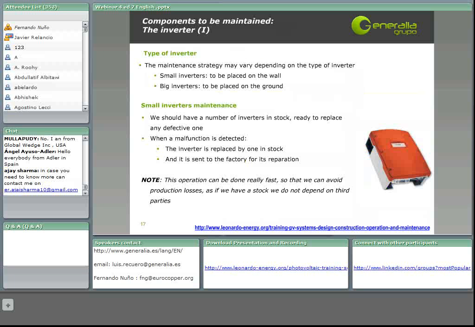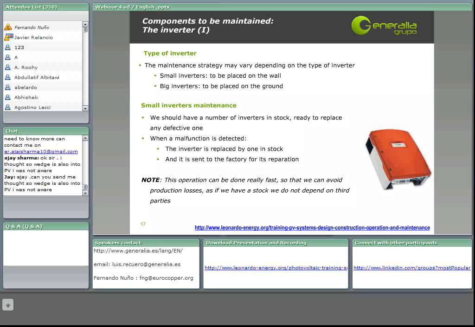The inverter is one of the most important elements of the plant to be maintained, because as we have seen in the previous webinars, it can be considered the heart of our PV facility. Our strategy to maintain the inverter may vary depending on the type of inverter and its size.